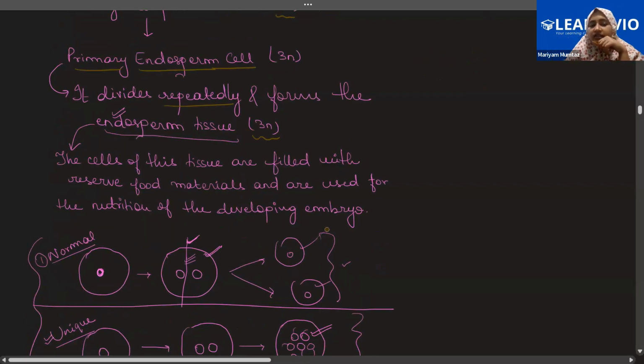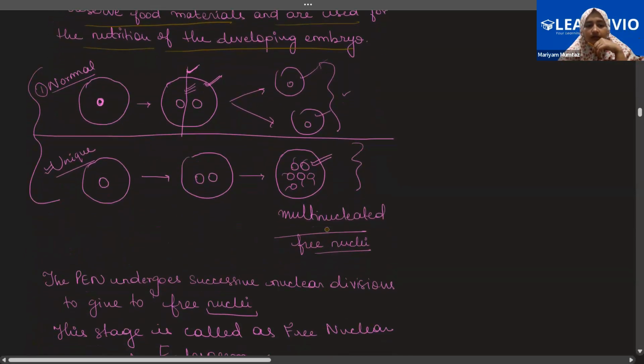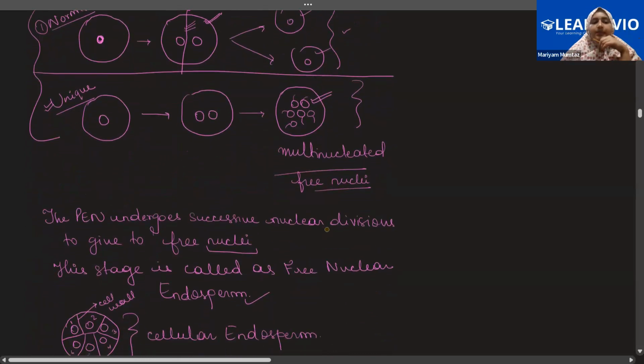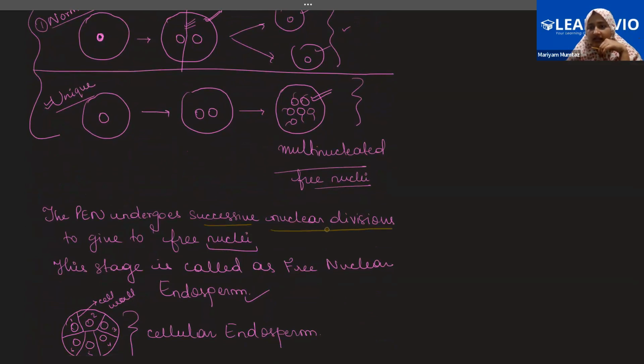Now, the cells of the endosperm tissue are filled with reserve food material and are used for the nutrition of the developing embryo. The endosperm tissue that is formed later on is very important for the embryo to develop because it provides the nourishment. Okay. Now, the primary endosperm nucleus undergoes successive nuclear division, meaning karyokinesis, to give rise to free nuclei.